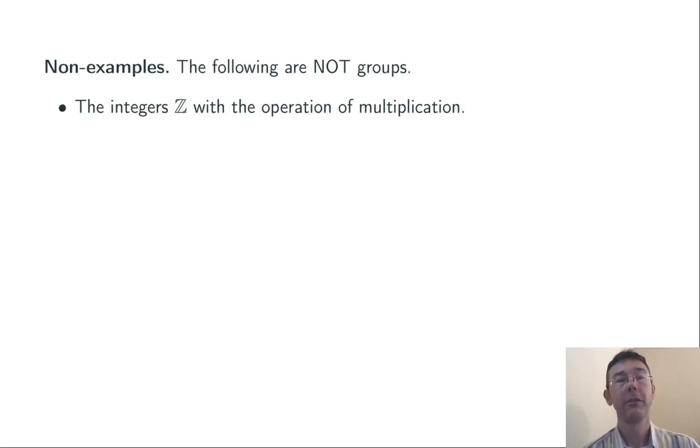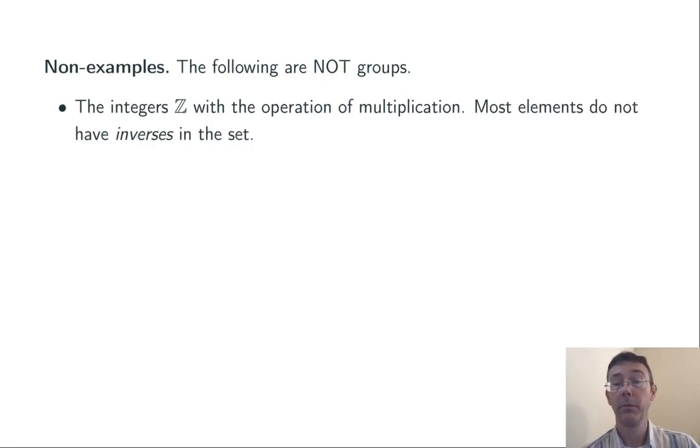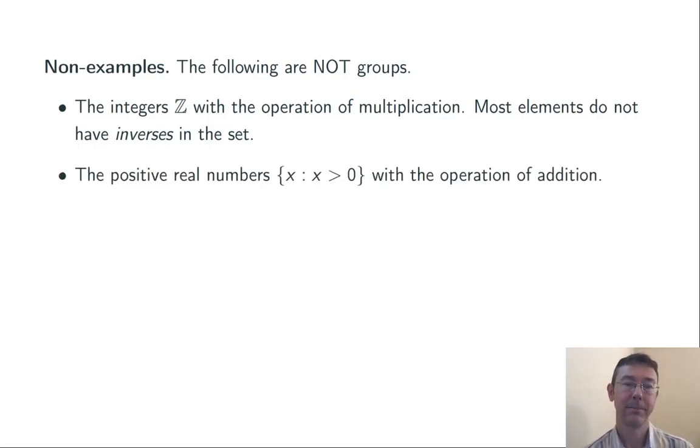Here are a few examples of sets with operations that do not constitute groups. The integers Z with the operation of multiplication. Most elements here don't have inverses in the set. For example, the inverse of 4 would be 1/4, and 1/4 is not an integer.